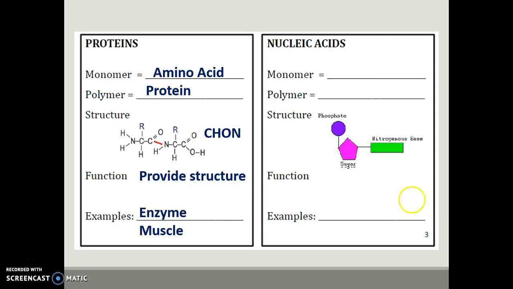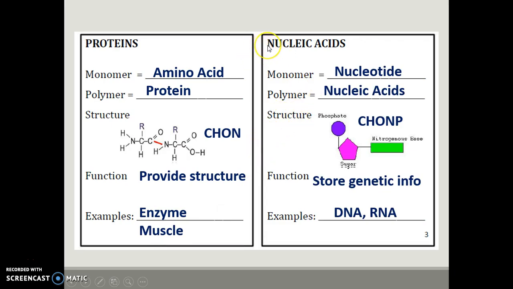Proteins. The monomer is called amino acid because it has an amino group with nitrogen and an acid group with carbon. The polymer is just called a protein or polypeptide. Here, proteins not only have carbon, hydrogen, and oxygen, they also have N, which stands for nitrogen. So proteins help provide structure. We usually find them in muscle or in enzymes speeding up reactions.